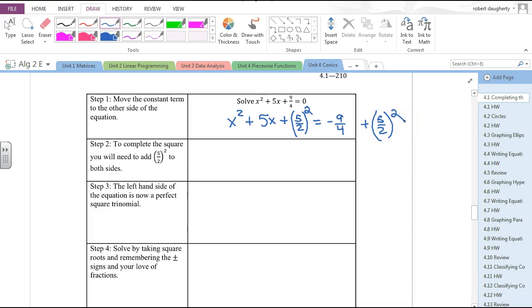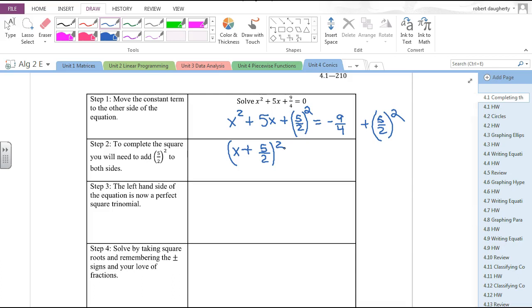Now, the reason I write it as 5 halves squared is that this is guaranteed to be a perfect square, okay? Because 5 halves times 5 halves is 5 halves squared. 5 halves plus 5 halves is 10 halves, or 5. So this is x plus 5 halves squared, okay? What number multiplies by itself to give you 5 halves squared?